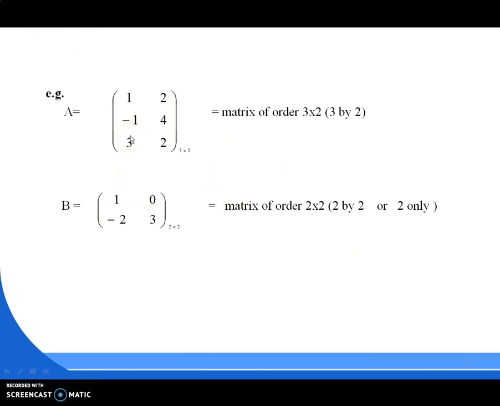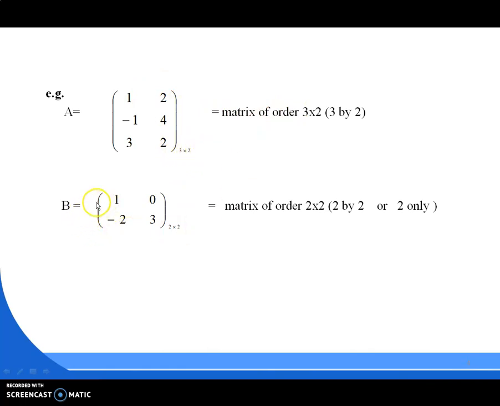For example, A is a matrix with 6 elements, and how many rows are there? 1, 2, 3. And how many columns are there? 1, 2. So the order should be 3 by 2.